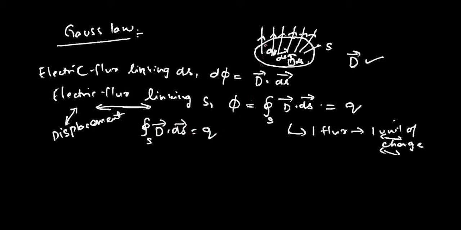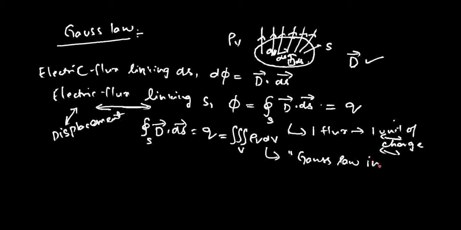If this charge Q is uniformly distributed across the surface having a volume charge density rho v. What is rho v? It is charge per unit volume. Say this charge is uniformly distributed with a volume charge density rho v. Then can I write Q as volume integral rho v dv? Volume integral rho v dv.